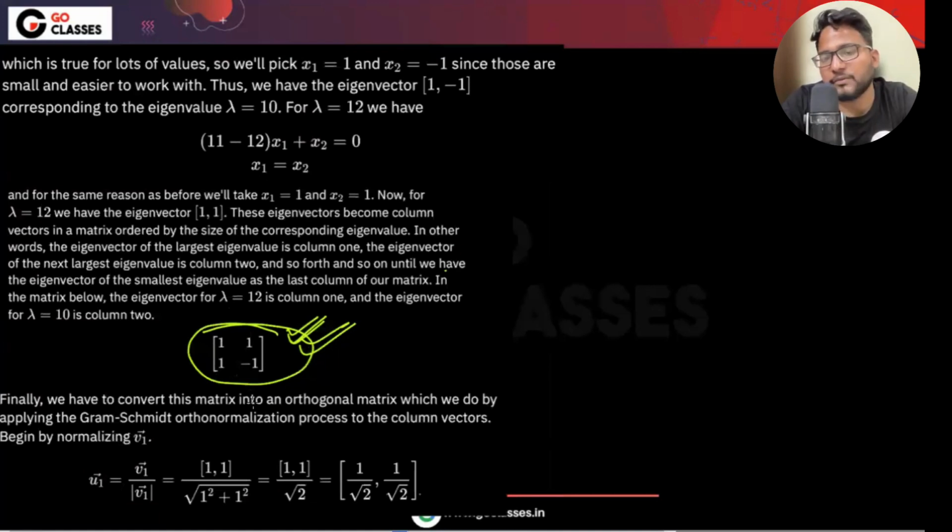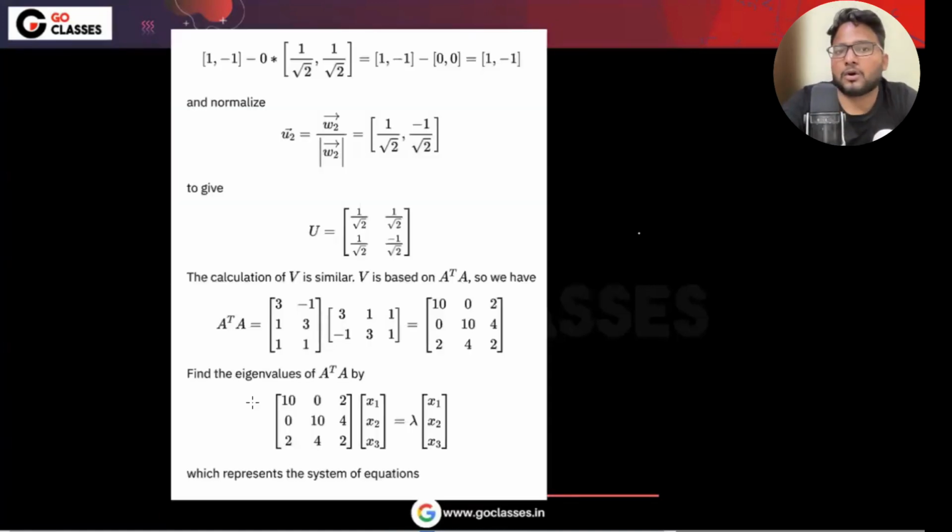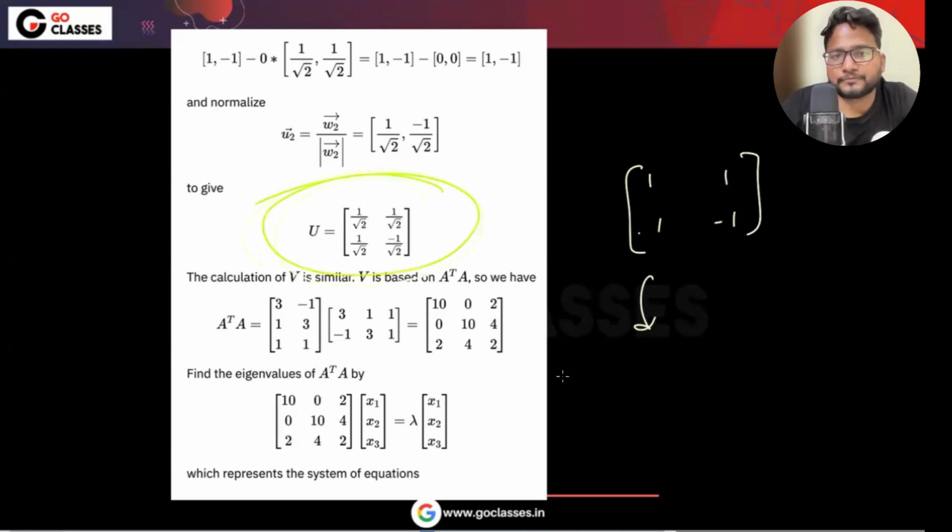Because the eigenvectors anyway will always be orthogonal. You just need to see, the eigenvectors we have got were 1 1 and 1 minus 1. You just need to normalize them, right? If you normalize them, you will be getting something like this. Then similarly, you find out A transpose A.